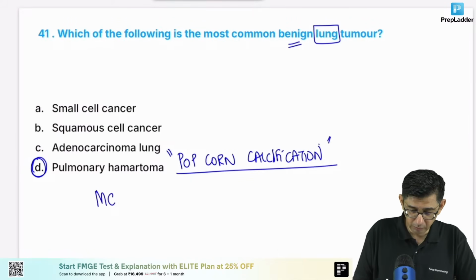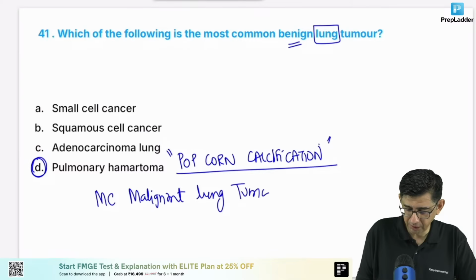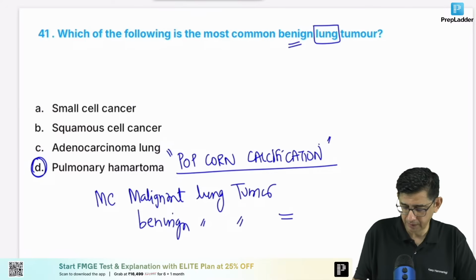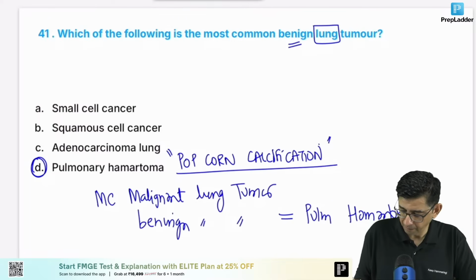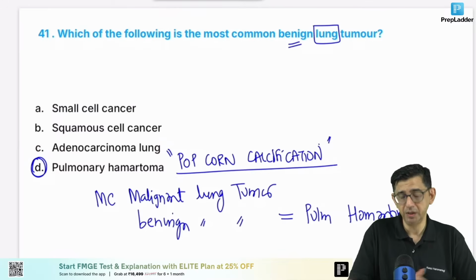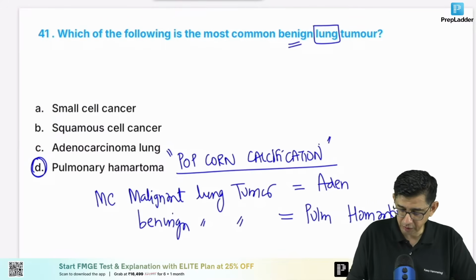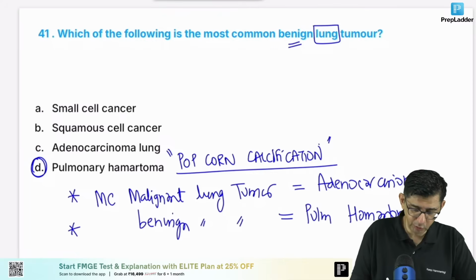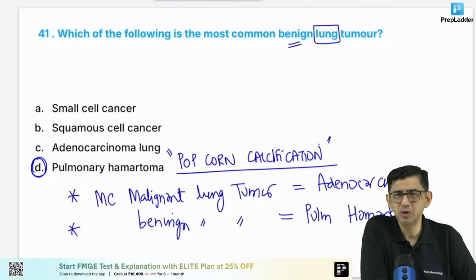Okay, so what is the most common malignant lung tumor? Quick answers please. Overall, what is the most common malignant lung tumor? The benign one is what we have discussed today, that is pulmonary hamartoma having a popcorn calcification. Yes, the most common one is adenocarcinoma of the lung. So malignant lung cancer is adenocarcinoma, not squamous cell. Most of the time adenocarcinoma presents with a massive unilateral pleural effusion, a hemithorax.